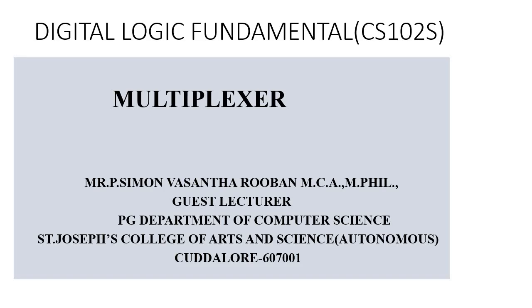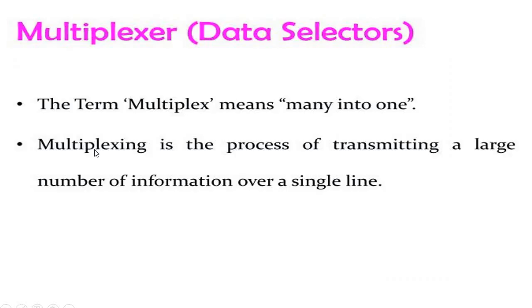Now we are going to see a topic about the multiplexer in the subject Digital Logic Fundamentals. The multiplexer is the term used for transmitting a large number of information over a single line. From a single line, you can transmit a large number of informations. The multiplexer means many to one. So one to many, many to one. Like that, it is called many to one.